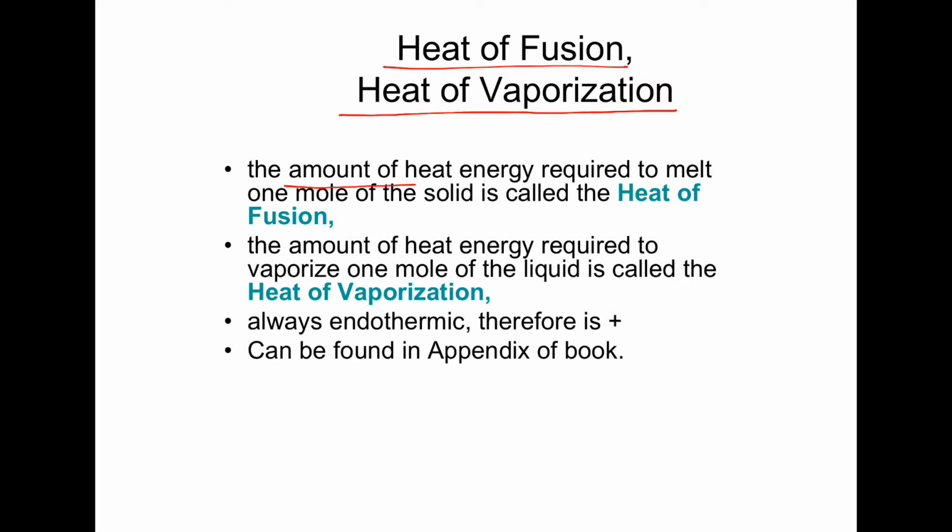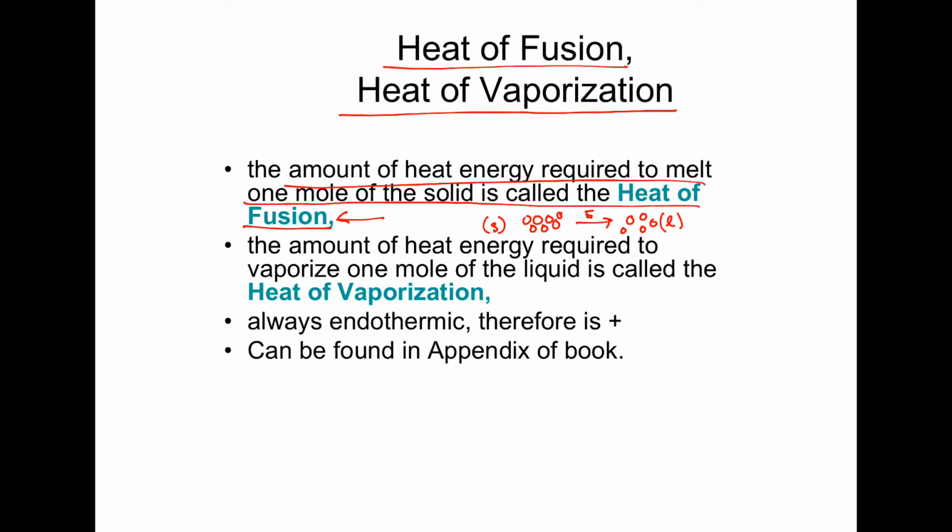So the amount of energy that is required to melt 1 mole of a solid is called the heat of fusion. I know that word fusion is kind of confusing because when I think of fusion, I think of things coming together. But the heat of fusion is what it takes to take solid particles, which are really close together, and turn them into a liquid where they're a little bit further apart. So it's the amount of energy that it takes to go from a solid to a liquid. And that's called a phase change when we're going between 2 different phases.